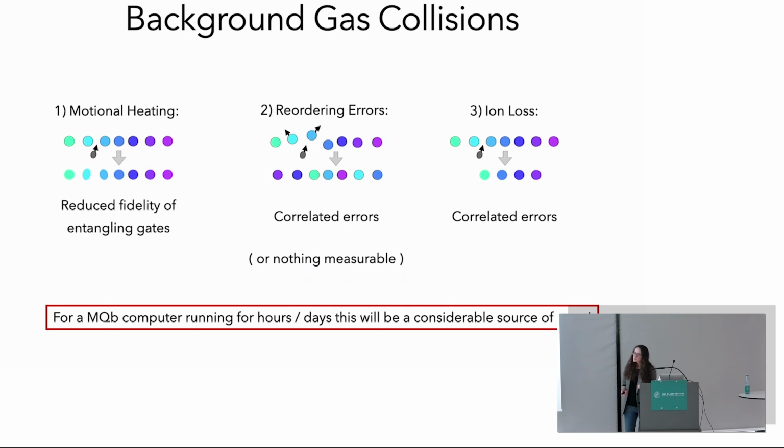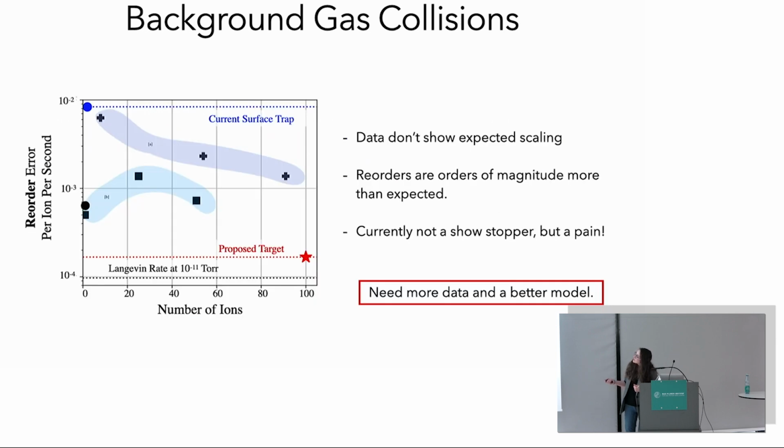And there are 3 types of errors that you can get through collisions. The first is that you can get motional heating. This reduces the fidelity of entangling gates. You can get reordering errors, and you can get ion loss. And both of these are correlated errors, which again are bad for error correction. And also, there's basically no data on these collisions, mostly because, as I said, it's just kind of an annoyance now, not a big error source. But the data that do exist don't show the expected scaling.